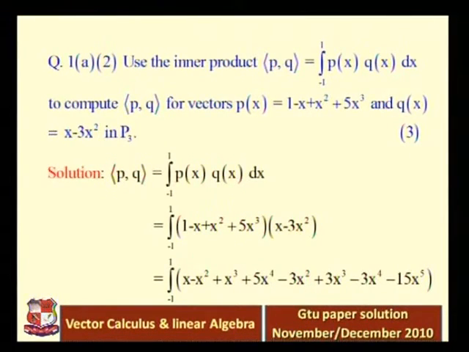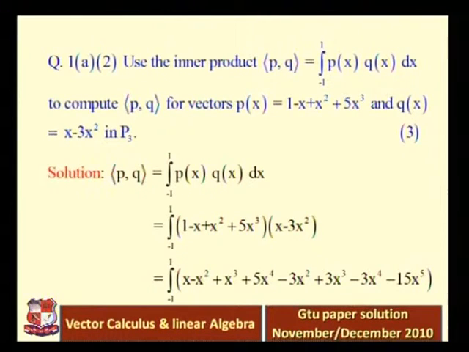Now the meaning of P3 is the set of polynomials of third degree. So what we have to find here is the inner product PQ, where P and Q are already defined as polynomials of P3, and the inner product is also defined. We use this integration from minus 1 to 1 of px qx dx. So let's start the solution.